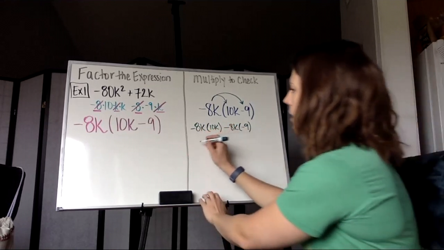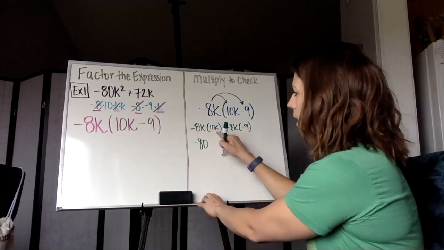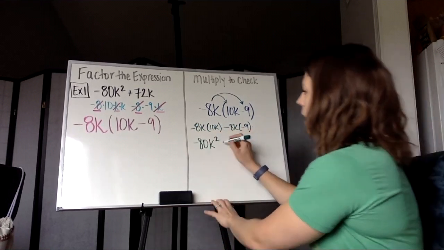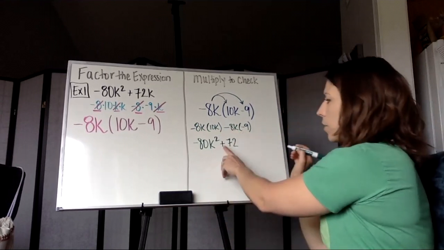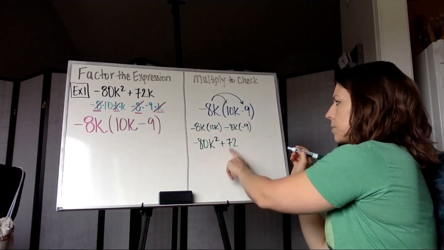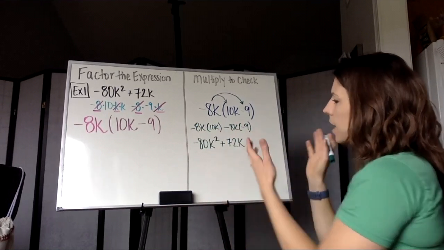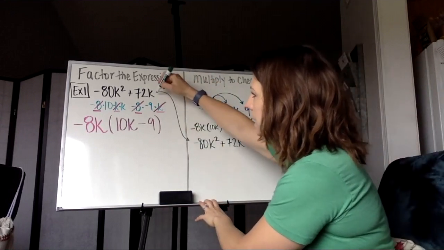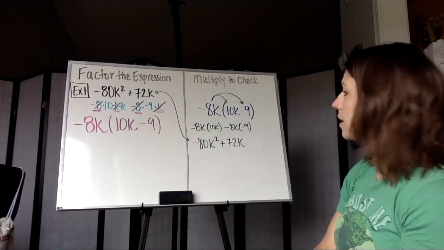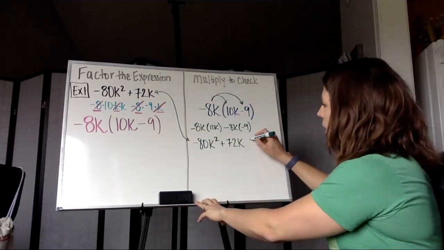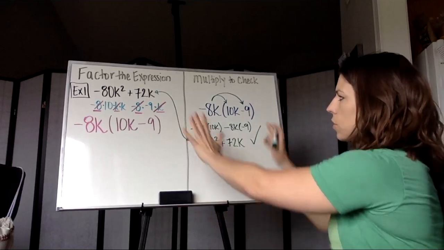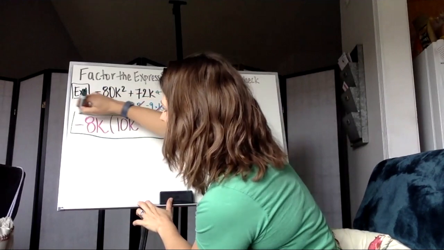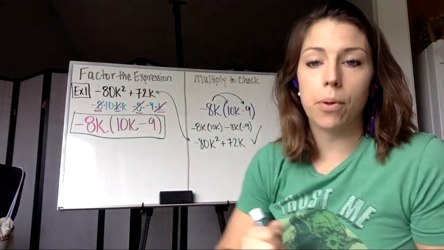So negative 8 times 10 is negative 80. K times K is K squared. Same thing over here. Negative 8 times negative 9 is a positive 72. And notice that that becomes addition because negative times a negative is positive. Bring along the K. Now, here's how you can tell if you did this correctly. Are these two exactly the same? Yes. Once you have determined that they're exactly the same, that shows that these are equivalent, and this is your correct answer. So that's how you do example 1.